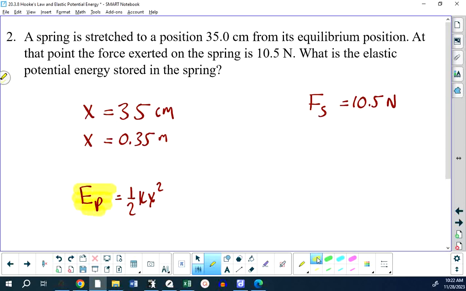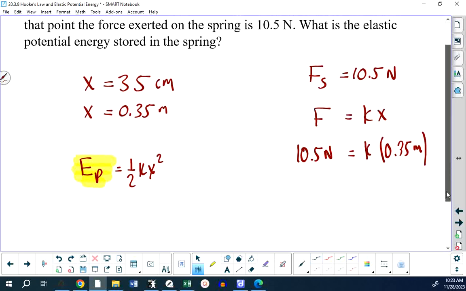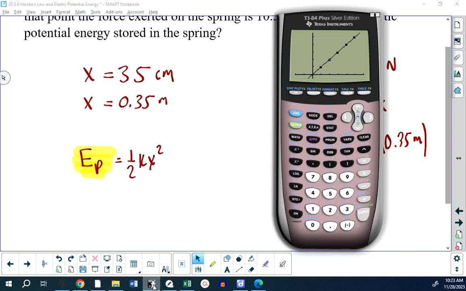So I'll ask the question again. How can we use the information in the question so that we can figure out what K is so we can calculate the potential energy? No. F is equal to negative K times X, so you divide F by X. Excellent. We're going to use Hooke's law. So 10.5 newtons is the force at that point in the stretch, equals K times 0.35. So we're going to divide the force at that point by 0.35 to get K. Then we're off and running and we can calculate the potential energy.